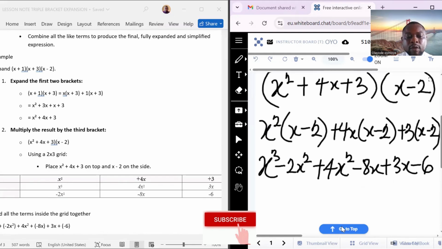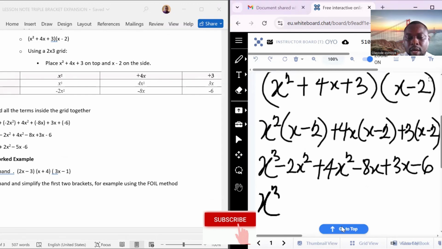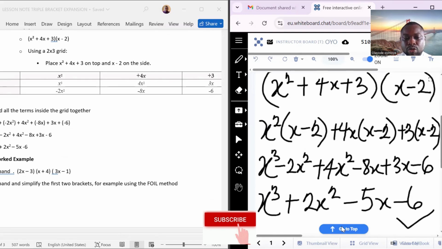So you can now simplify, and then you have x cubed. Now consider the sign: minus 2x squared plus 4x squared will give us plus 2x squared. And then minus 8x plus 3x will give us minus 5x, minus 6. And this is your answer.